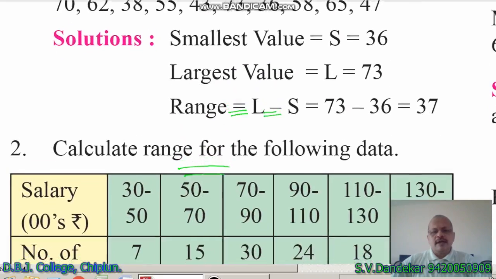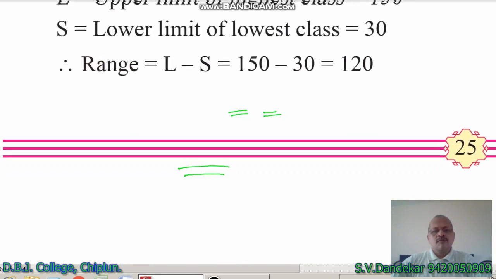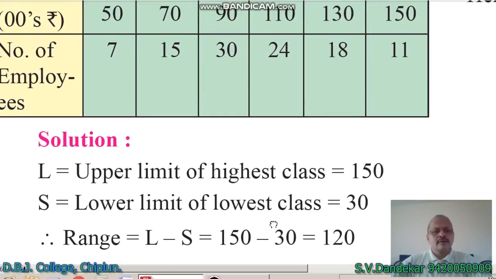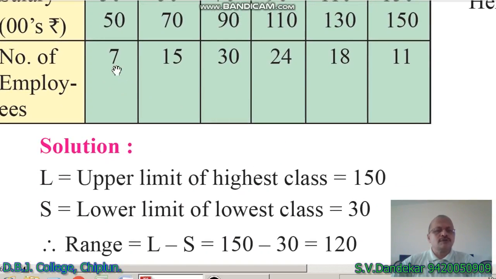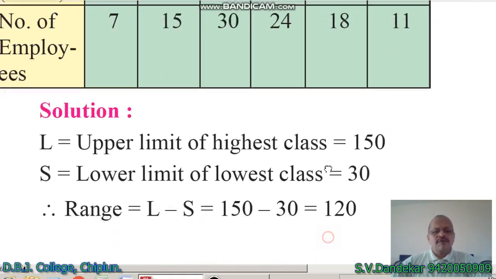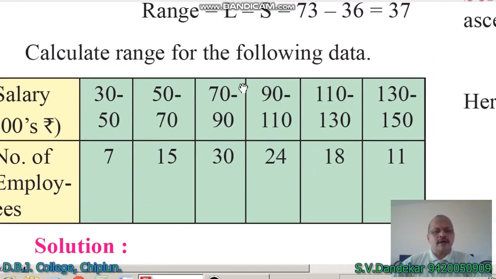Now if the data is given in frequency distribution form, then for this frequency distribution form, we take the lower limit of the lowest class and the upper limit of the highest class. Upper limit of the highest class is 150, lower limit of the lowest class is 30. 150 minus 30, 120 is the range for this data.